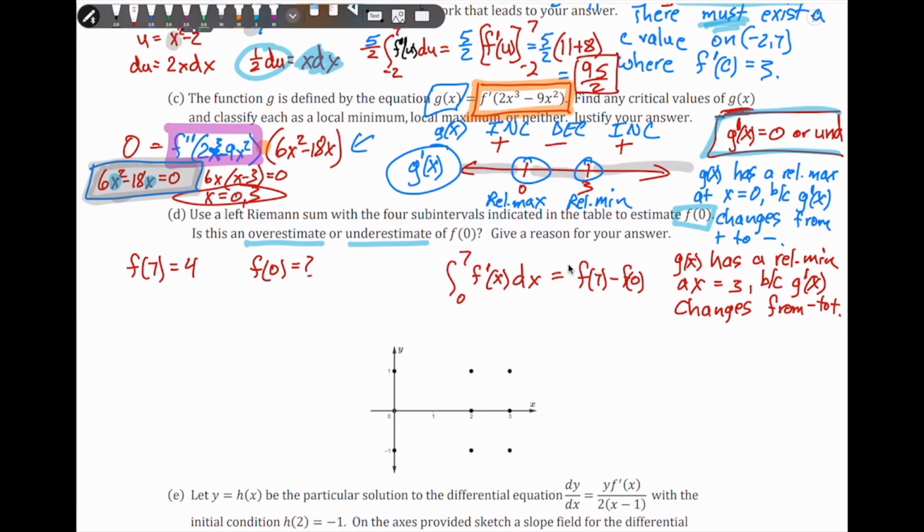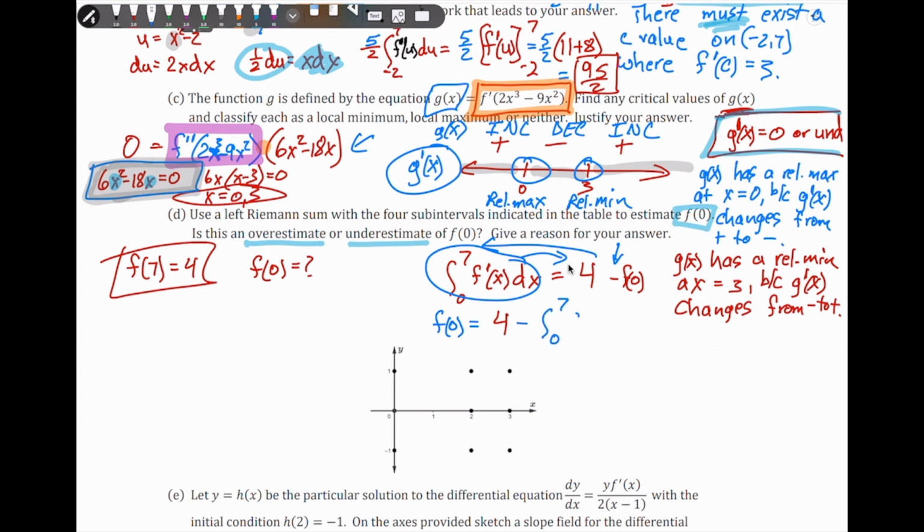We know that f of 7 was 4, so we can replace f of 7 with 4 because we're trying to find f of 0. We like to have our coefficients positive, so let's move it over to the left side and say a positive f of 0 is equal to 4. Now we take this integral and move it to the right side by subtracting, getting the integral from 0 to 7 of f prime of x with respect to x.